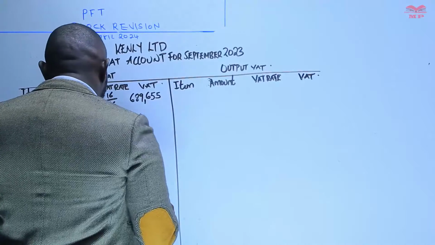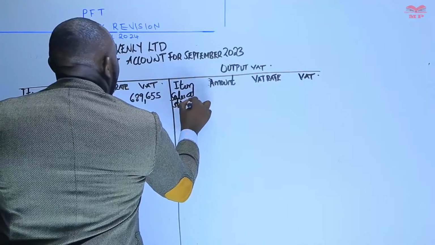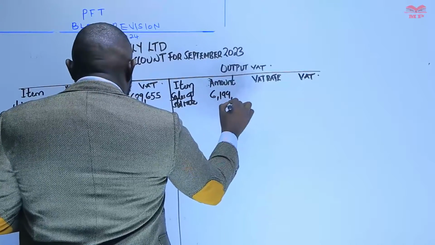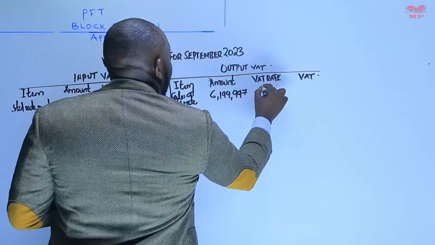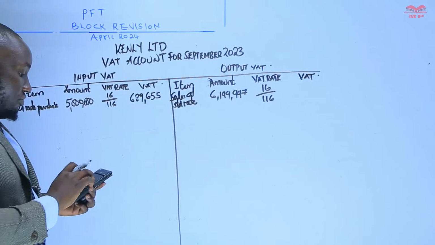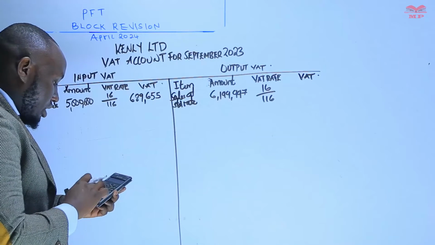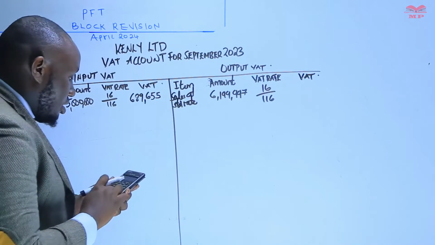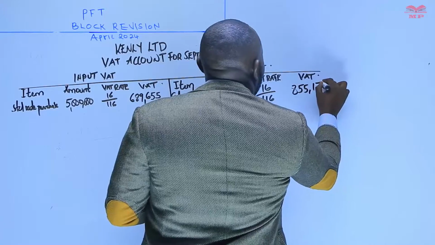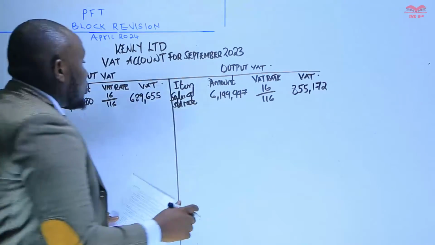Then we skip some. We skip to sales at the standard rate, that is 6,199,997. The rate is 16 over 116. So that's 6,199,997 times 16 over 116, which should be 855,172.